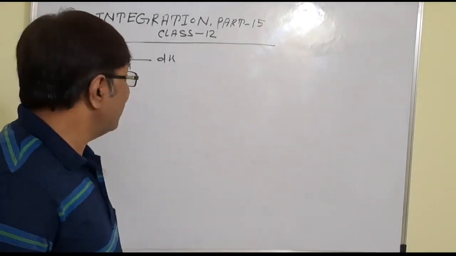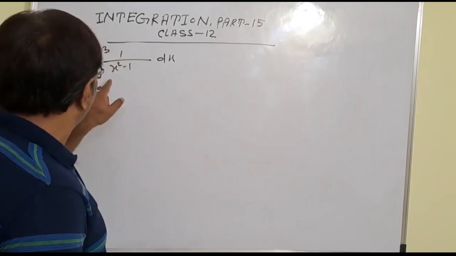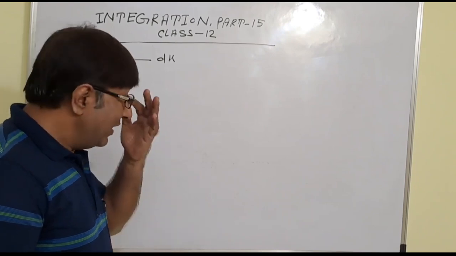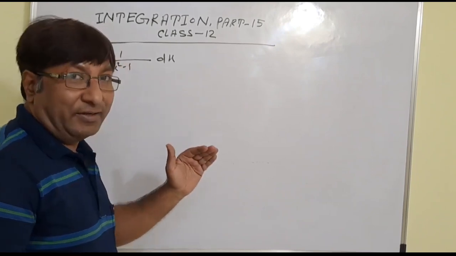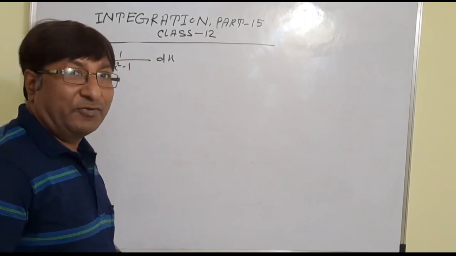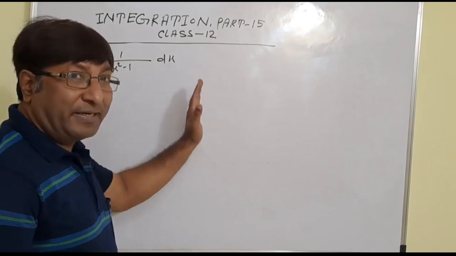Now see the next question. The next question is: find the integration from 2 to 3 of 1 upon x square minus 1 dx. This is also a definite integration. So first we have to find the integration of this function, that is 1 by x square minus 1. After that we will use the upper limit and lower limit.